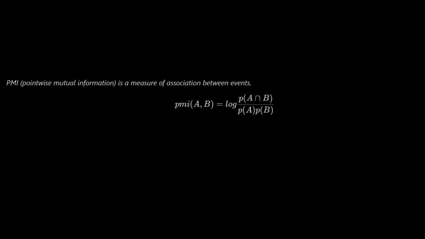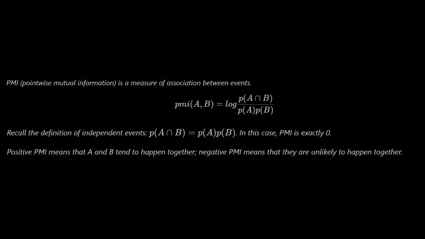Part 2, Mutual Information. Pointwise mutual information is a measure of the association between events. Events that co-occur often get positive values of PMI. Events that co-occur very rarely get negative values. Events that don't influence each other get exactly 0 PMI.